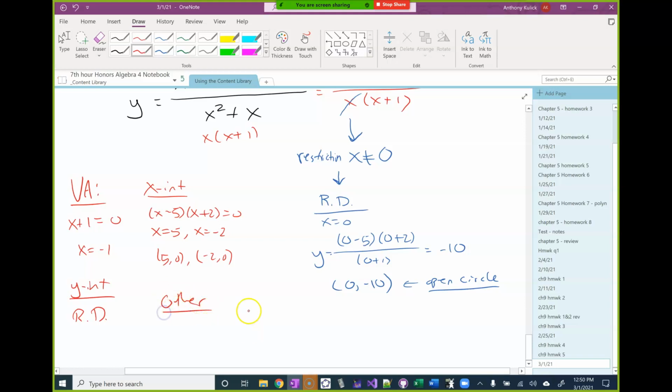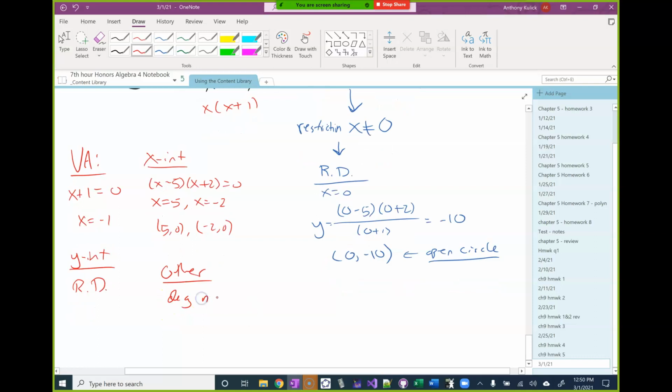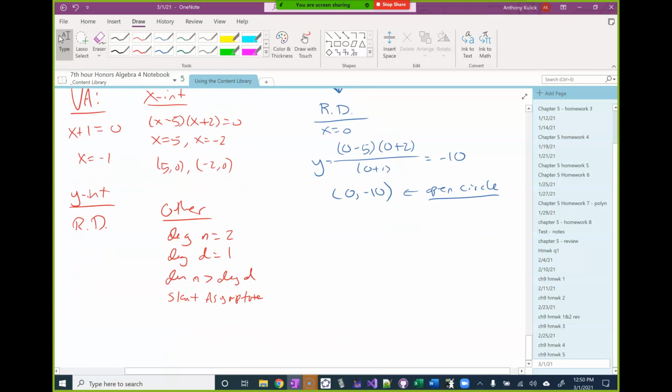And then the other stuff, here I notice the degree of the numerator is 2, and the degree of the denominator is 1. So since the degree of the numerator is greater than the degree of the denominator, we get the slant asymptote. And how do we find that slant asymptote? Well, the way we find that slant asymptote is we take our numerator and we divide it by our denominator.